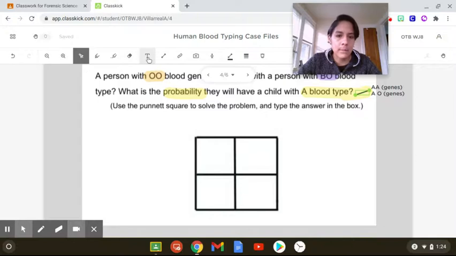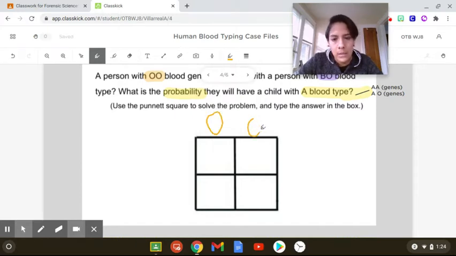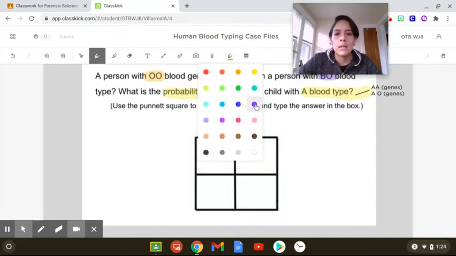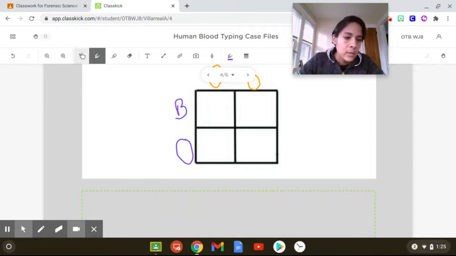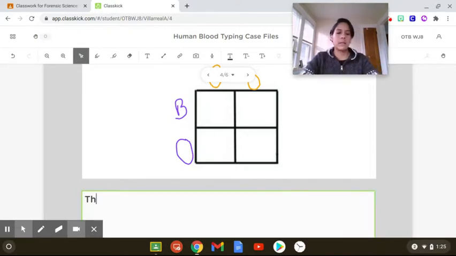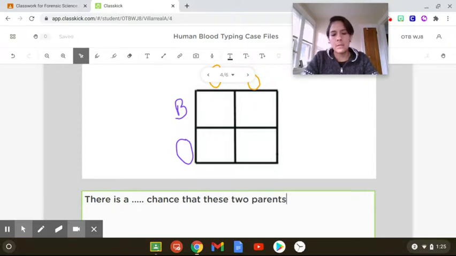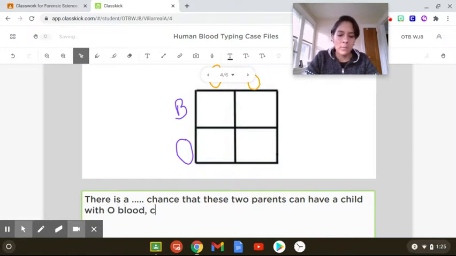All right, so moving down, I'm going to go ahead and put in the first parent's genes. So we're going to have an O and an O, so they can give their child an O gene. And then the other parent can give one B gene and one O gene. Fill out the Punnett square, and then again, I'm looking for a percentage here. So I go ahead and click on the select mode, and I would say there is a blank chance that these two parents can have a child with O blood because, and tell me why you got that number.